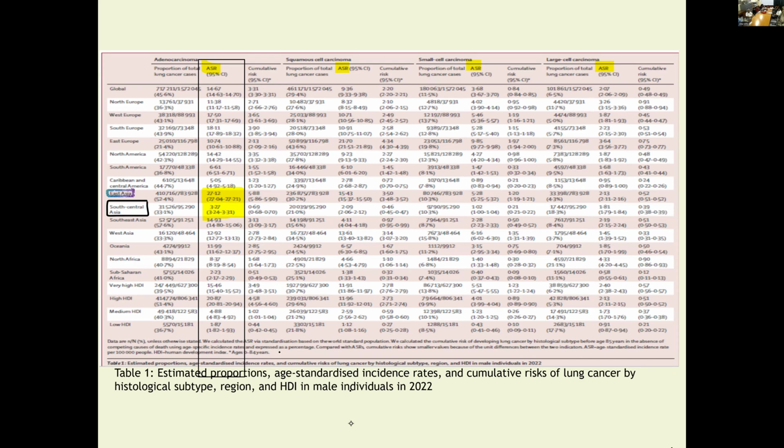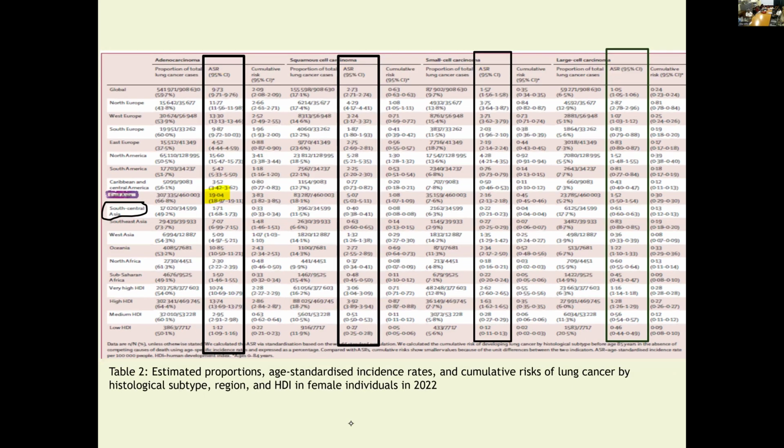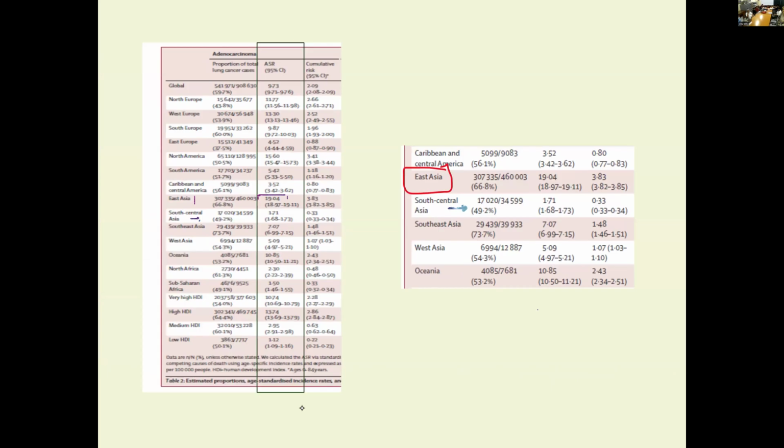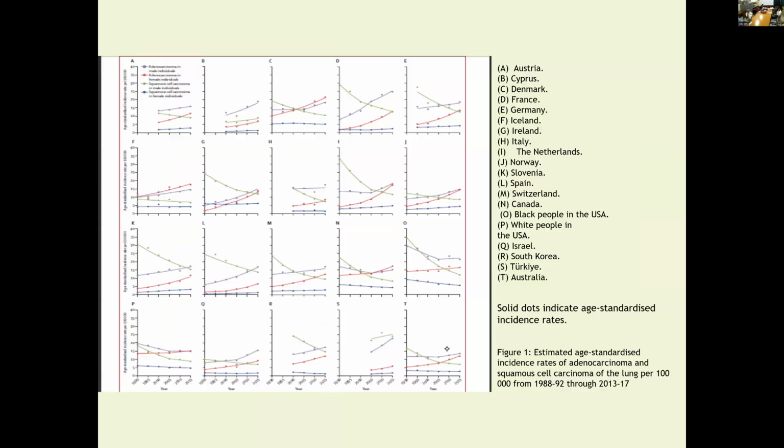And they have given a similar one for female. So among all the cancers, adenocarcinoma was more, and maximum in East Asia, 19.4. South Central Asia, where we are, 1.71. So this was the main result, how they have put it in. The same in female: maximum 19.4 in East Asia, South Central Asia, where we are, 1.71.